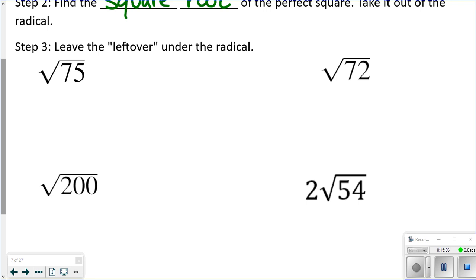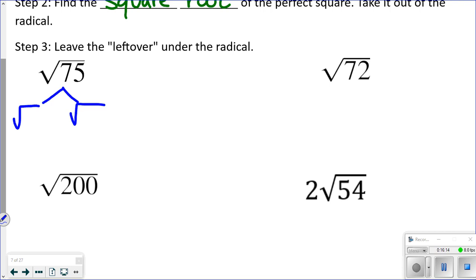So the first one is the square root of 75. First of all, is that a perfect square? Is that on my perfect square list? No, I see 64 and 81. So I don't see a 75. So what I need to do is follow these 3 steps. So I'm going to break down 75. What is the largest perfect square that goes into or is a product or a factor of 75?